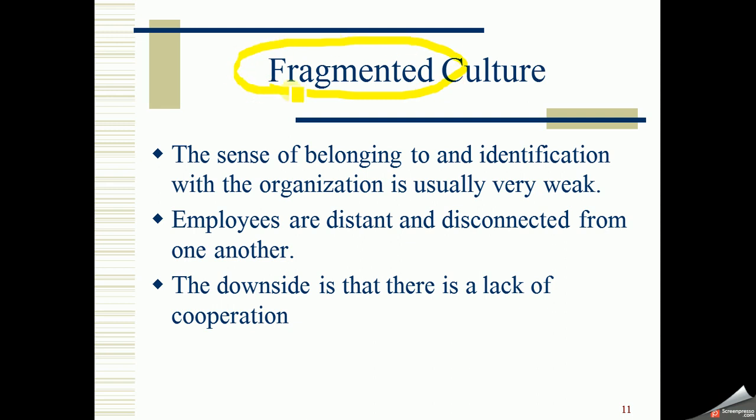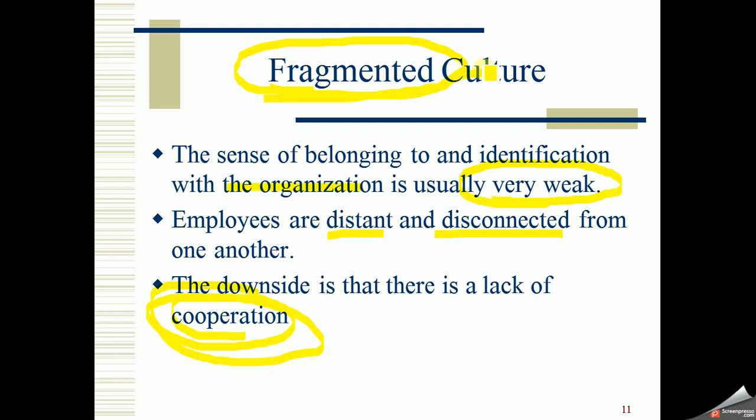Fragmented culture is the opposite of the networked culture. Here the people are distant, they are disconnected from each other. The sense of belonging to and identification with the organization is very weak. So the people do not belong, they do not connect with each other, they do not trust each other, and they do not cooperate with each other, and this is the downside of this culture, that there's a lack of cooperation. So it's a very bad kind of culture.